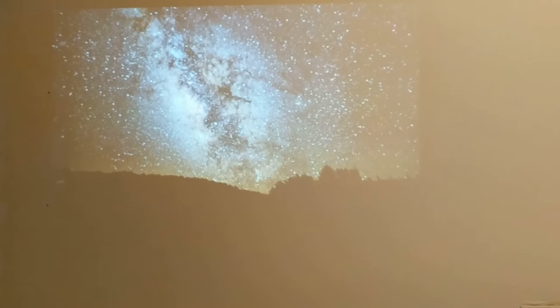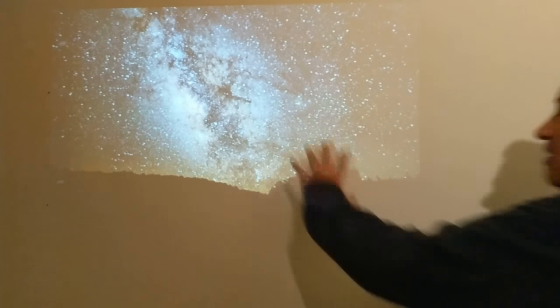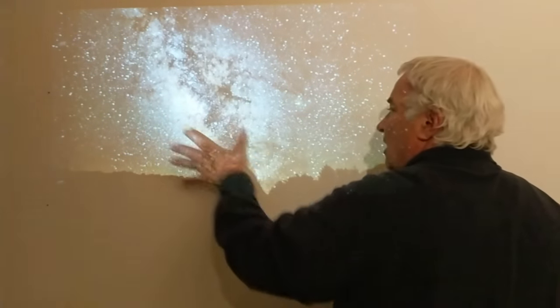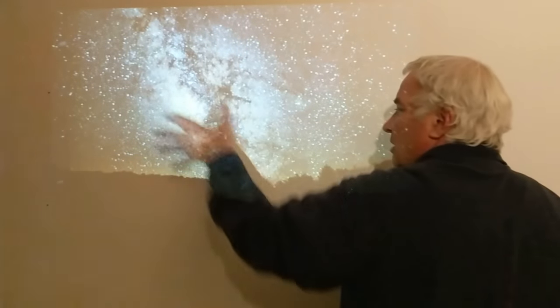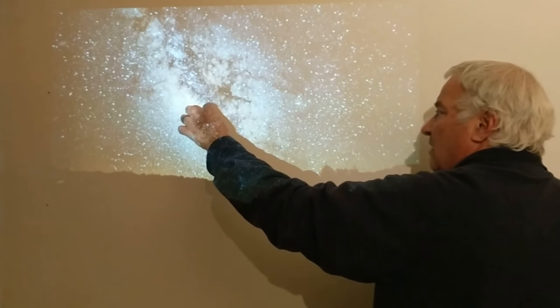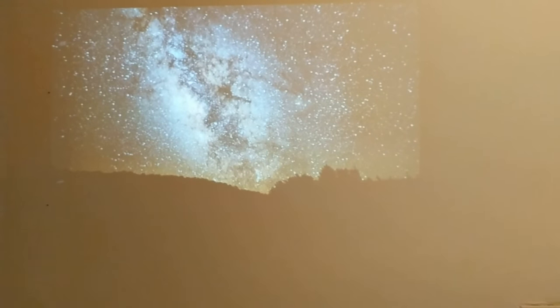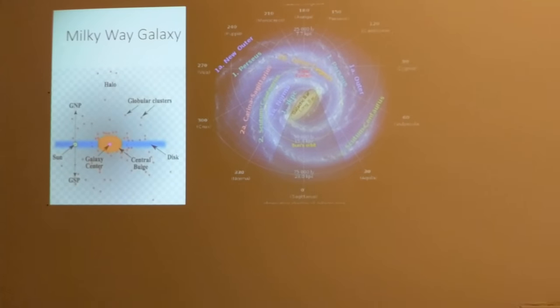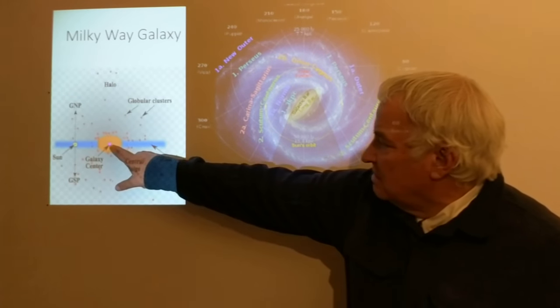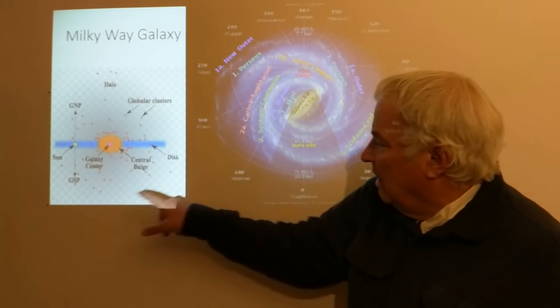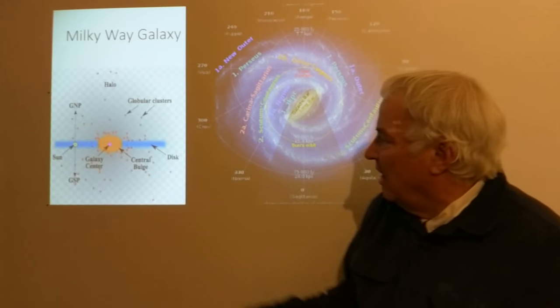And this is the center part of the Milky Way. And this is a region we call the bulge. The galactic center and the galactic nucleus is the part right in the very center. So we have the galactic nucleus surrounded by the bulge. And the Milky Way is a disk galaxy. So the other part, the galactic center, the bulge, and the disk is here.